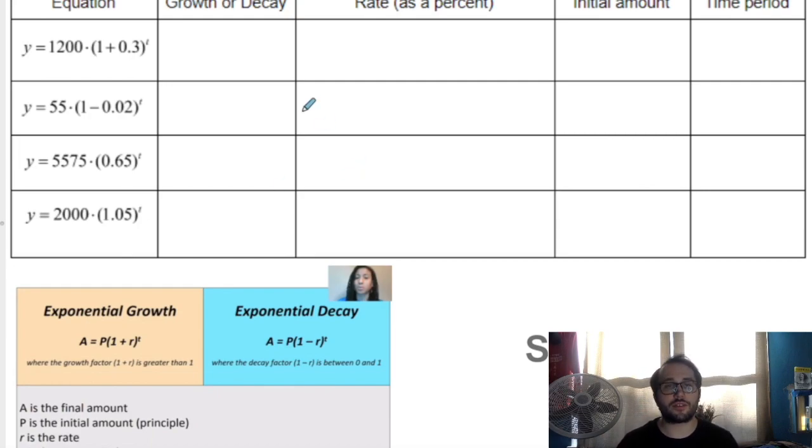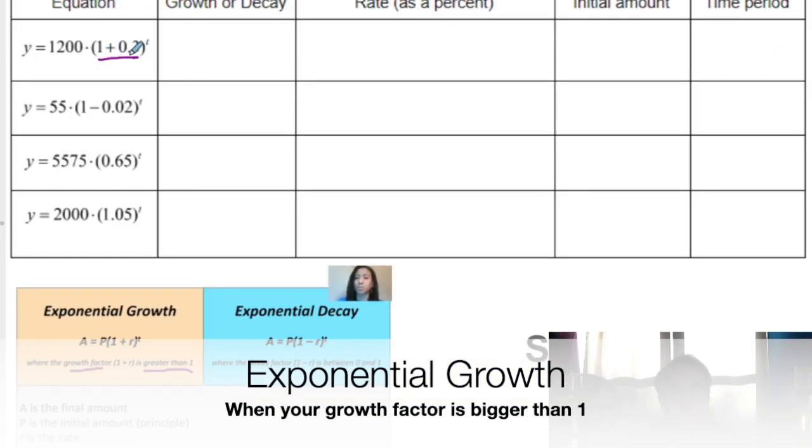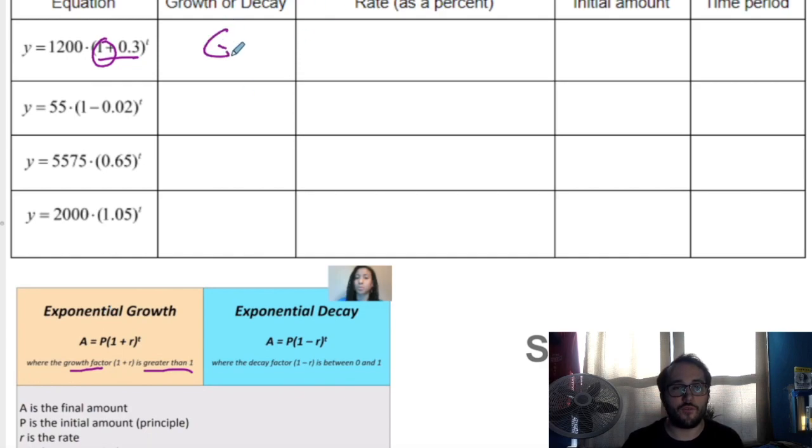So first, the first column after the equation column, we're going to decide if this is growth or decay. Remember, growth is when your growth factor is greater than 1. This entire thing inside the parentheses is your growth factor. One way we can do this is just add those numbers. If the number that you get is greater than 1, awesome, it is growth. Or you can also look that it says 1 plus, which you can see directly from the equation, or the formula, is growth. So I'm going to put a G for growth.